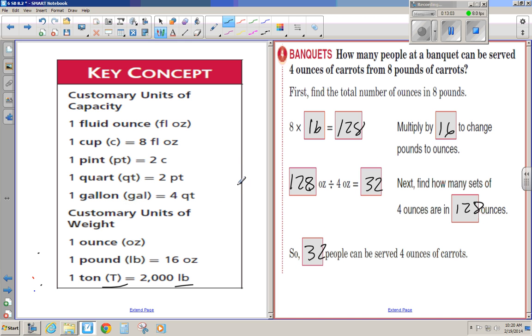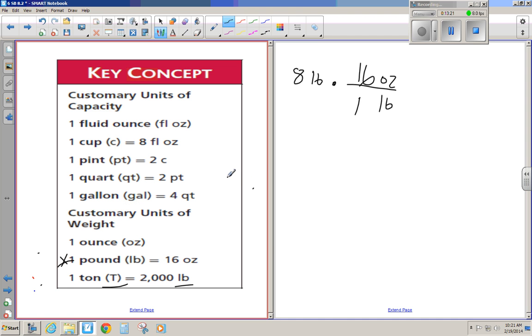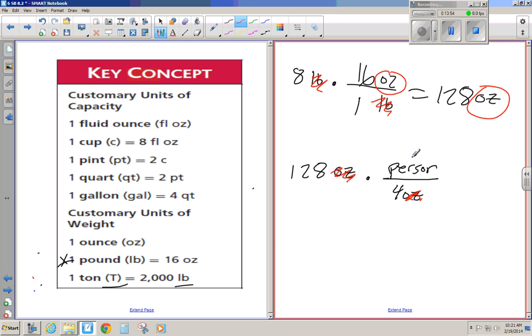Now we just happen to know what to multiply by, but if you didn't, you have 8 pounds of carrots. Multiply by the conversion factor that has pounds to ounces. Well, 1 pound was 16 ounces from this one right here. And then you get 128 ounces. All right? So that's what we have. Well, we know that each person wants 4 ounces. Now when we divide, take a look. Pounds cancel, ounces cancel. You're left with ounces here, and persons or people there. 128 divided by 4, that's 32 people can be served from 8 pounds of carrots.